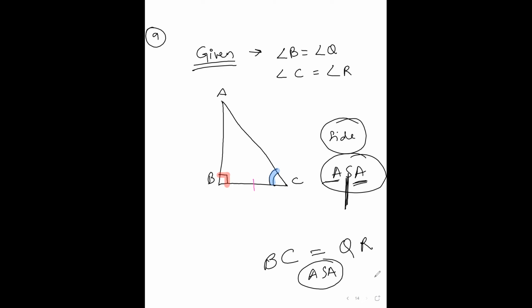Now question number 10. Explain why angle ABC is congruent to angle FED. Triangle FED. Why are they congruent? Can you look at the things and tell me? Because B and E are 90 degrees.